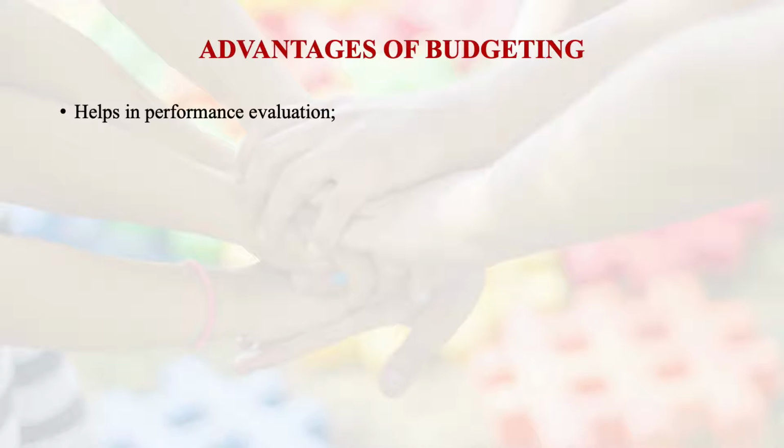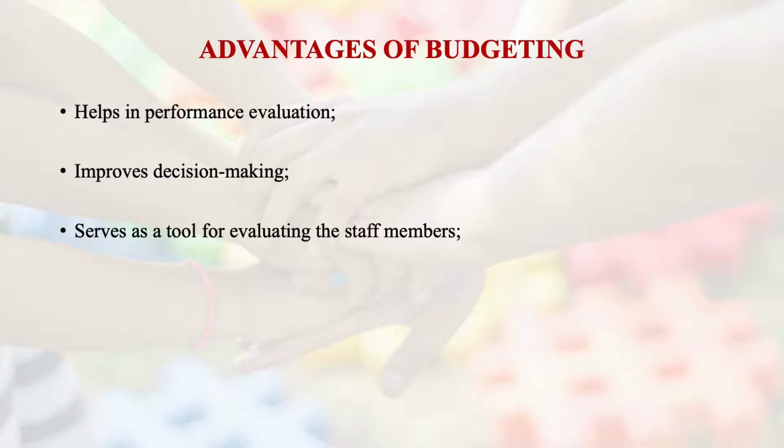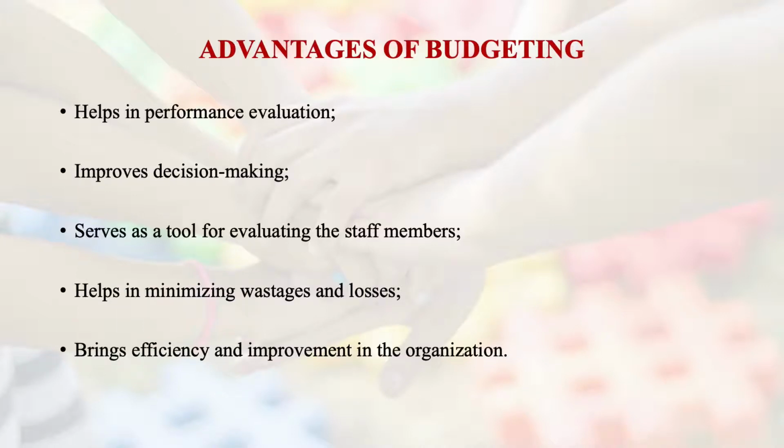It also helps in performance evaluation, evaluating the performance, improving the decision making. And decision making, when we talk about decision making, it serves as the tool for evaluating the staff members. It helps in minimizing wastages and losses. It tries to bring out the efficiency and improvement of the organization. So it is important that we know what kind of a budget it is, because when we talk about advantages, you understand what is happening in the organization, what kind of decisions need to be taken.